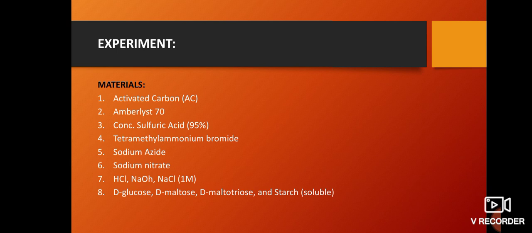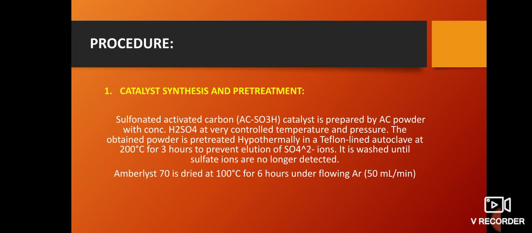In this slide, we have materials for our experiment, which are activated carbon AC, Amberlyst 70, concentrated sulfuric acid 95% concentrated, tetramethyl ammonium bromide, sodium azide, sodium nitrate, HCl, NaOH, NaCl 1 molar, and D-glucose, D-maltose, D-maltotriose, and starch, which should be soluble. Now we have procedure.